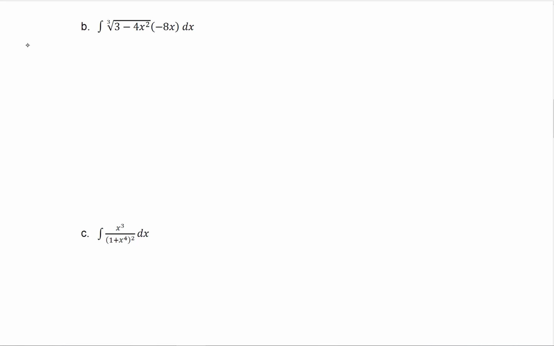All right, so let's look at another one. The integral of the cube root of 3 minus 4x squared times negative 8x dx. Rewriting this, we can rewrite the cube root as the 1/3 power, so (3 minus 4x squared) to the 1/3 power times negative 8x dx.